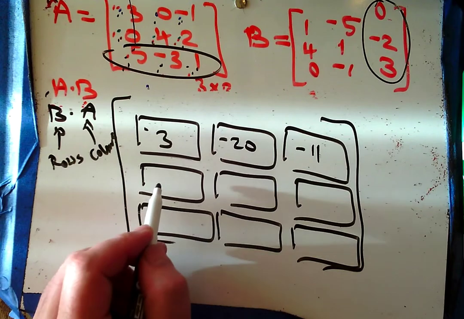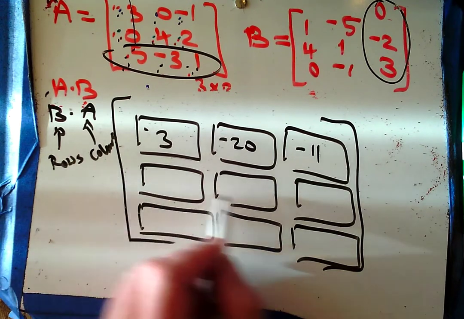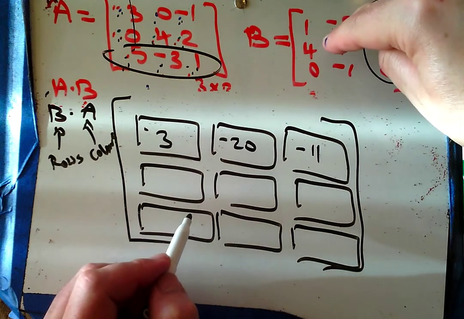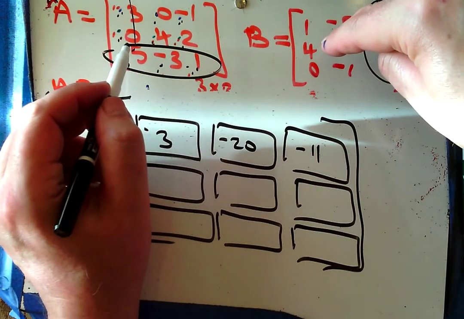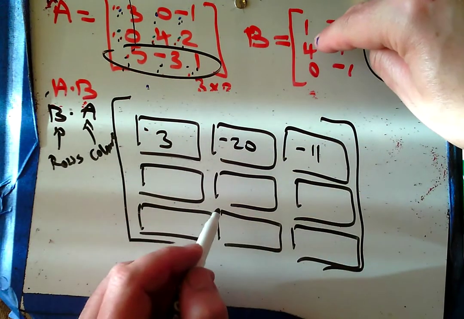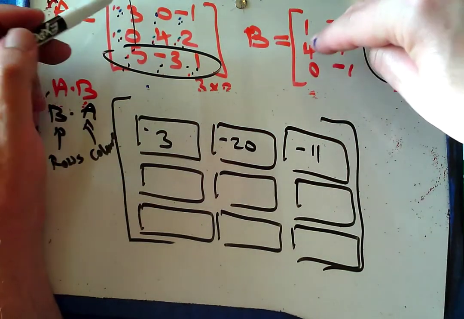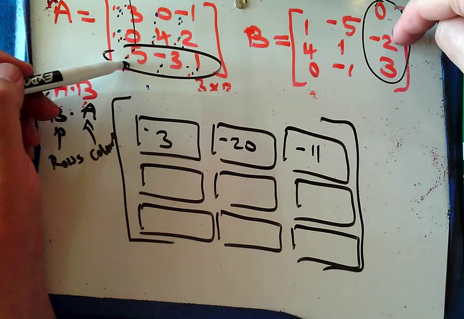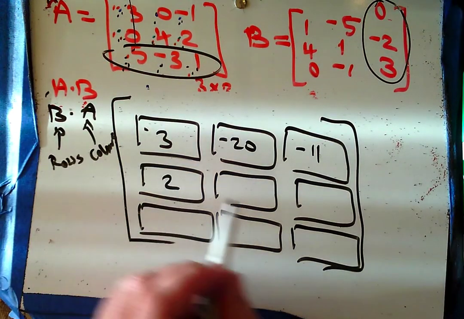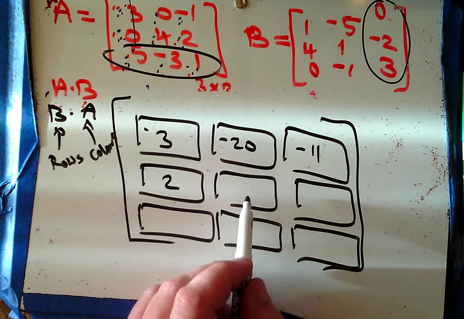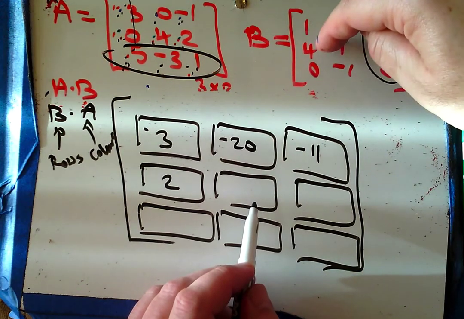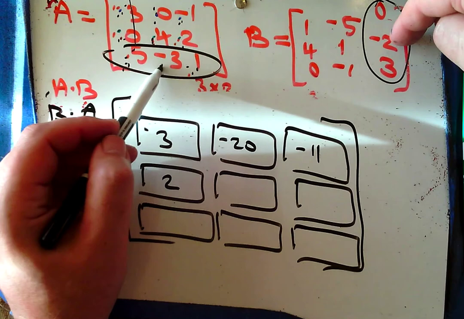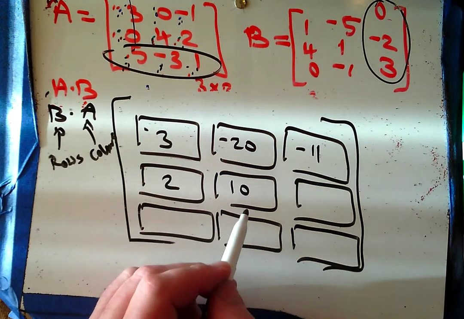To fill in this cell, I'm in the middle row, the second row, first column. Remember, this one is providing rows and this one is providing columns. I want the second row and I want the first column. So 12, 0, negative 10 is positive 2. And here I want the second row, second column. So I want 4 times 0, 1 times 4 is 4, plus 6 is 10.